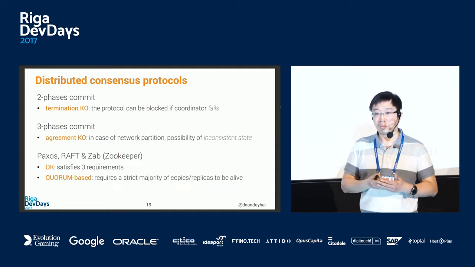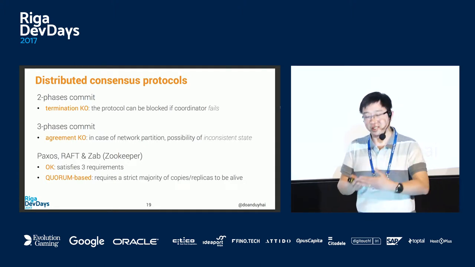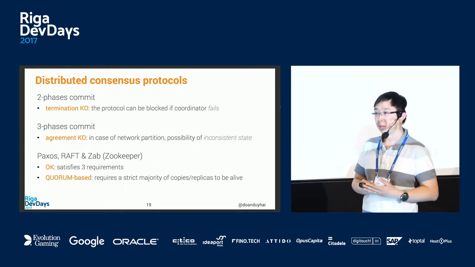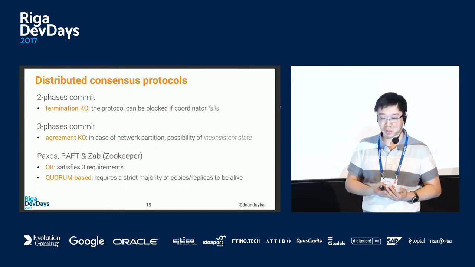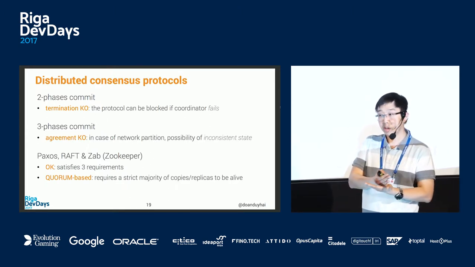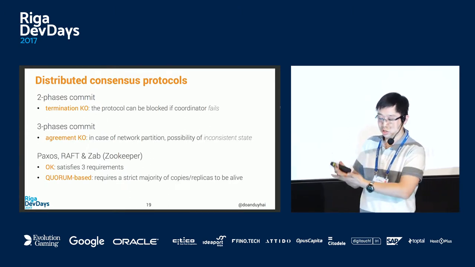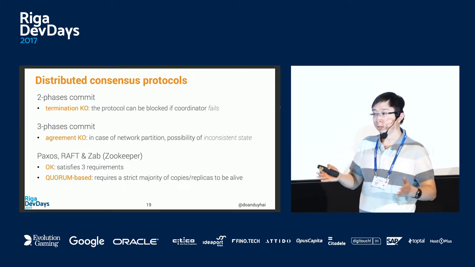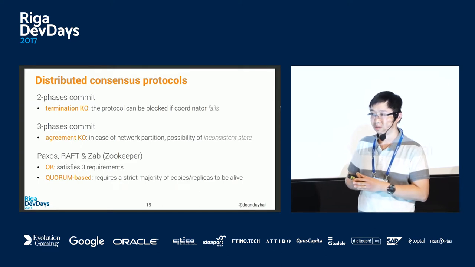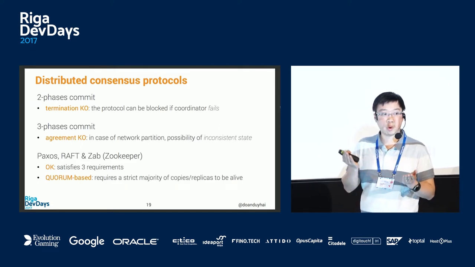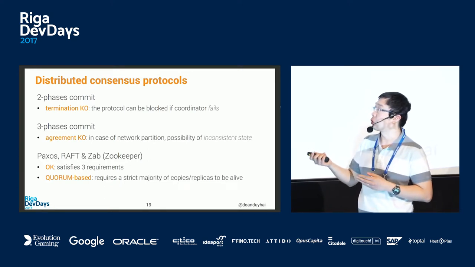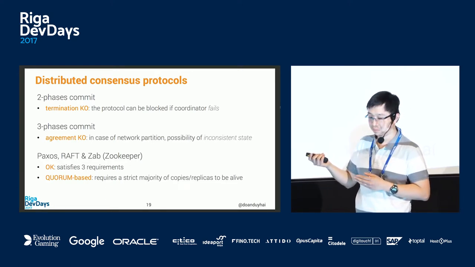Then people proposed three-phase commit to add an extra phase, but still it's not working in a distributed system because if you have a network partition, so there is an election of a new coordinator, when the partition is resolved, you can have an inconsistent state. So it means that you can have two different proposed values. And the agreement property is not met.